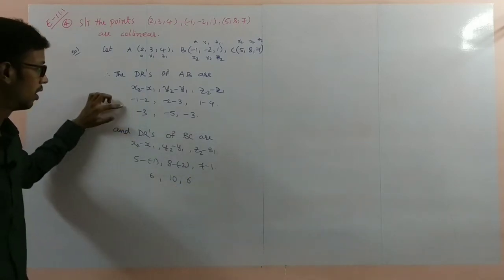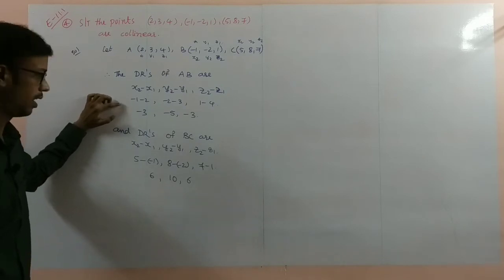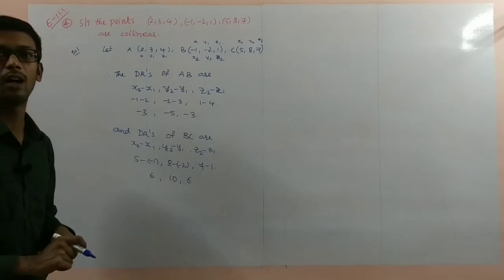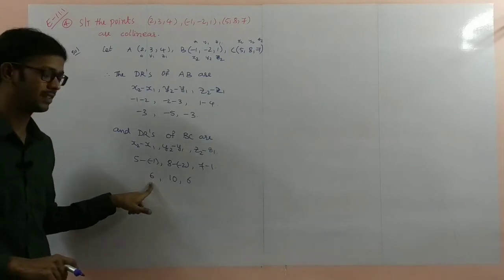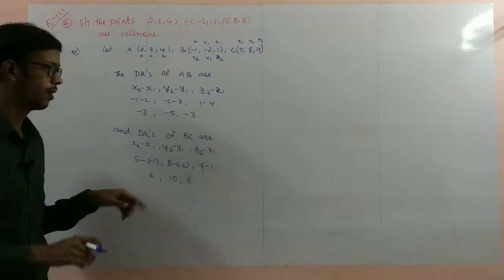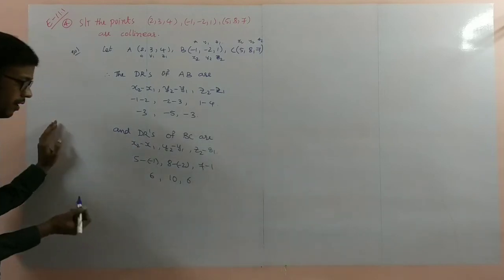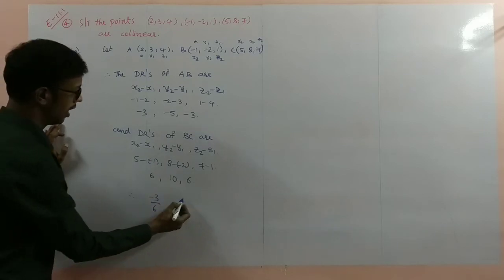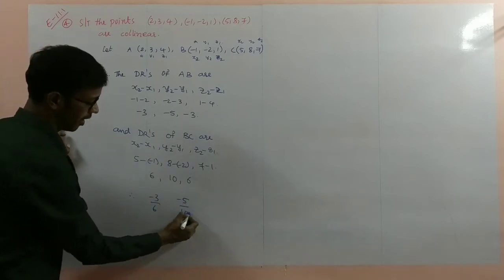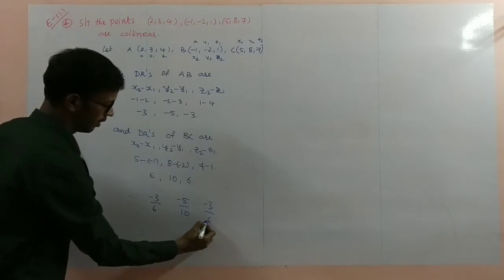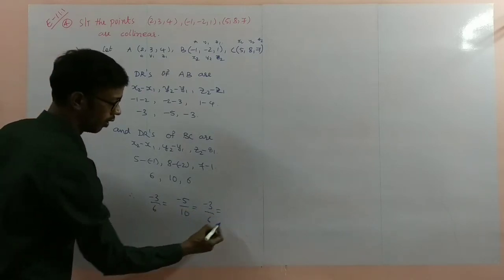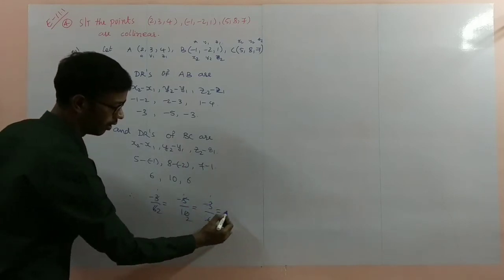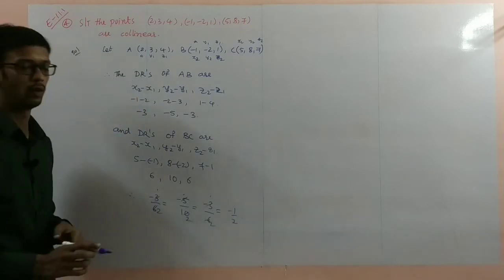Now you observe the direction ratios of AB and the direction ratios of BC are proportional. If you take minus 3 common from the total, they are proportional. Otherwise you can take this one as a ratio. Therefore minus 3 by minus 6, and minus 5 by 10, minus 3 by 6. So how much do you get? 1 by 2, 1 by 2, 1 by 2, minus 1 by 2.